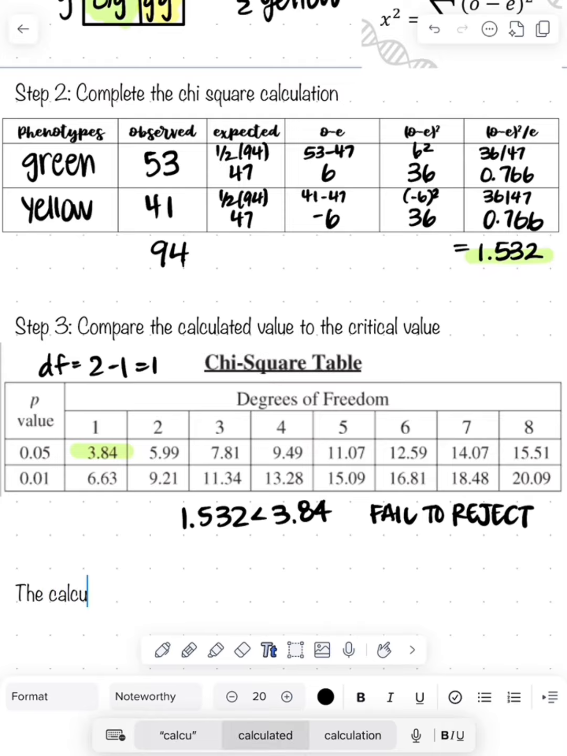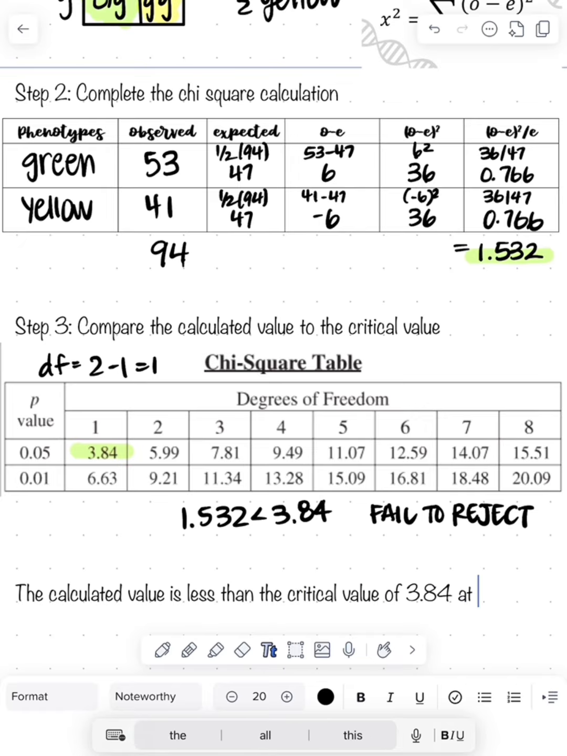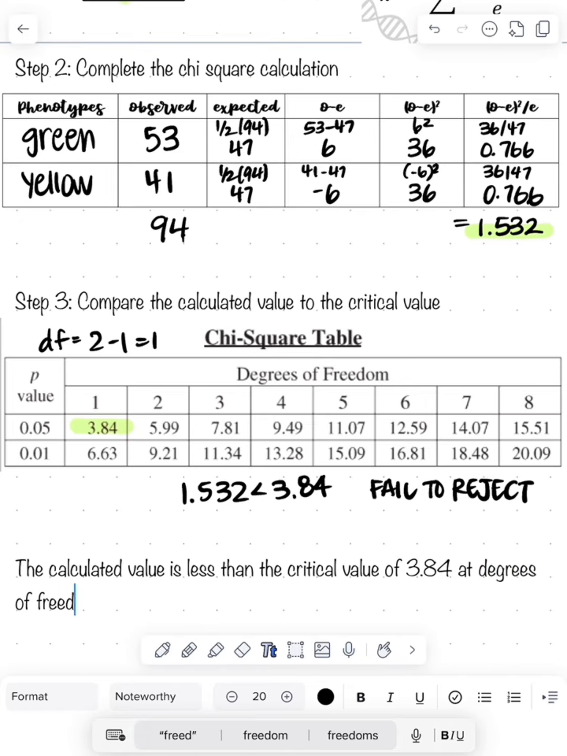So we're going to see that at a degree of freedom of 1 with a p-value of 0.05, our calculated value of 1.532 is less than 3.84. So we will fail to reject the null hypothesis.